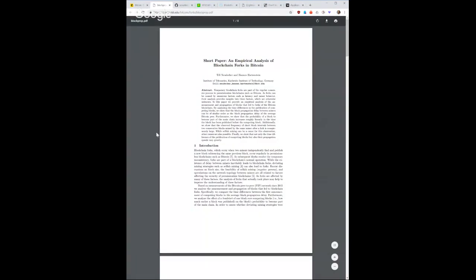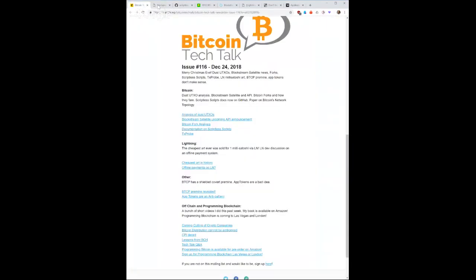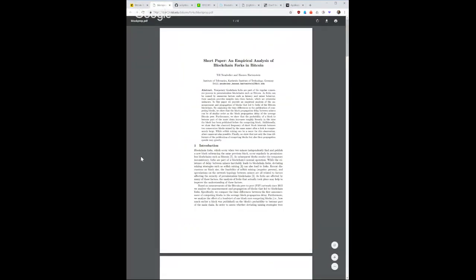This is the block prop paper. This is a Bitcoin fork analysis. This isn't like the hard forks of Bitcoin, like Bitcoin Cash and Bitcoin Diamond and stuff like that. That's not what this is talking about.